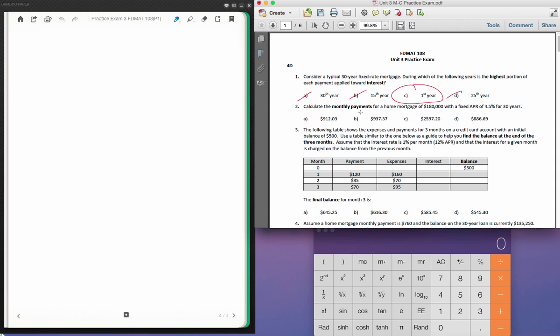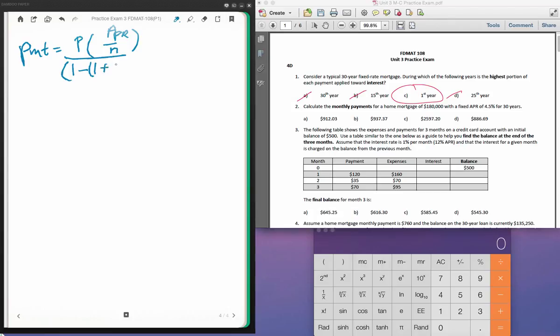Calculate the monthly payments for a mortgage of $180,000, fixed rate of 4.5% for 30 years. Okay, so we need to look for the payments. So if you remember, we're going to use our payment formula. The payment is equal to the principal times the APR divided by the number of payments, in this case 12, all over 1 minus, I forgot the parentheses here, 1 plus APR over n raised to the negative ny.